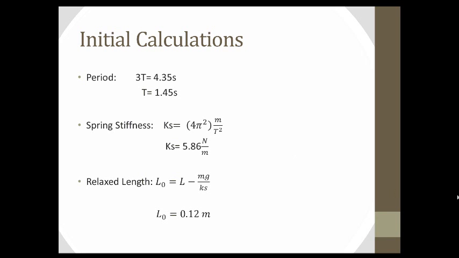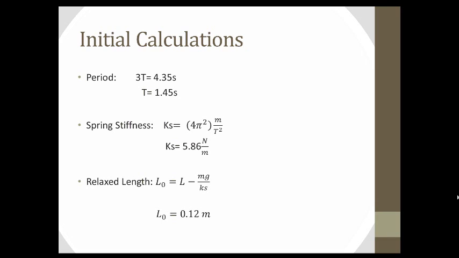Before we can write our code, we need to know some initial calculations. First of all, we need to know the period of each oscillation. From the video, I found that for every 3 oscillations, there was a time of 4.3 seconds. So, for each oscillation there's a time of 1.45 seconds. From here, we can find the spring stiffness from this equation: 4 pi squared times mass divided by T squared. We just found T, so we can plug in. When we plug this in, we find the spring stiffness to be 5.86 newtons per meter.